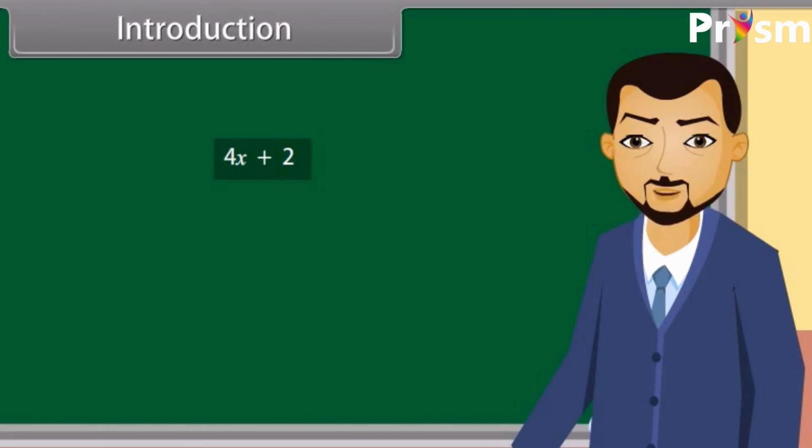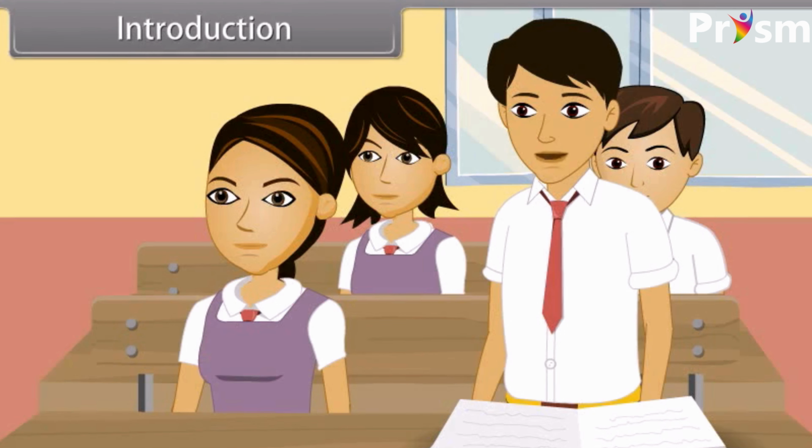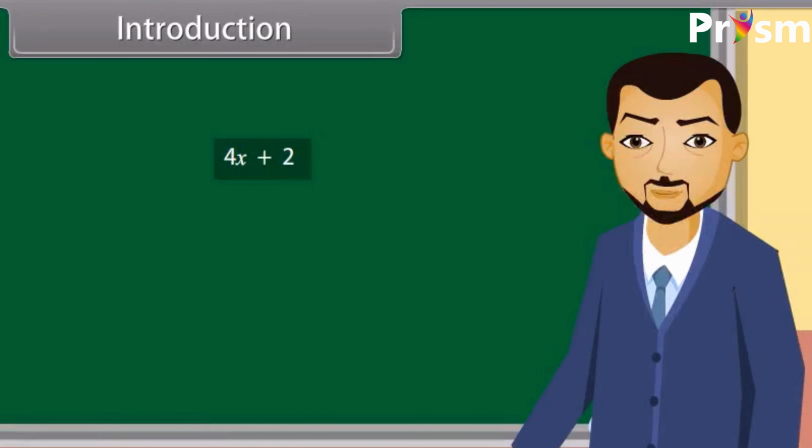Students, look at this polynomial. What can you say about this? This is a polynomial in the variable x of degree. You're right. Similarly, 2y square minus 3y plus 4 is a polynomial in the variable y of degree 2.